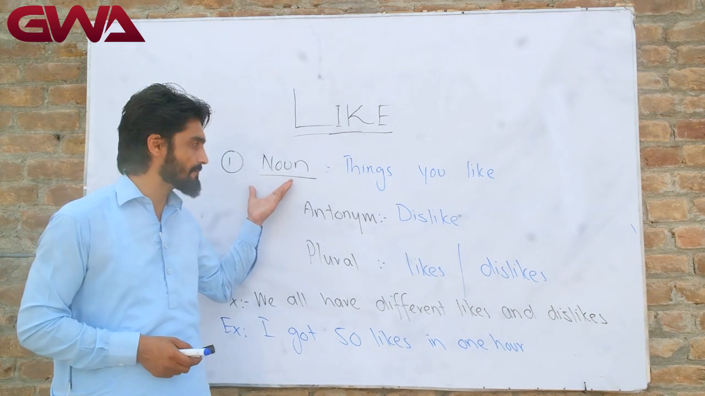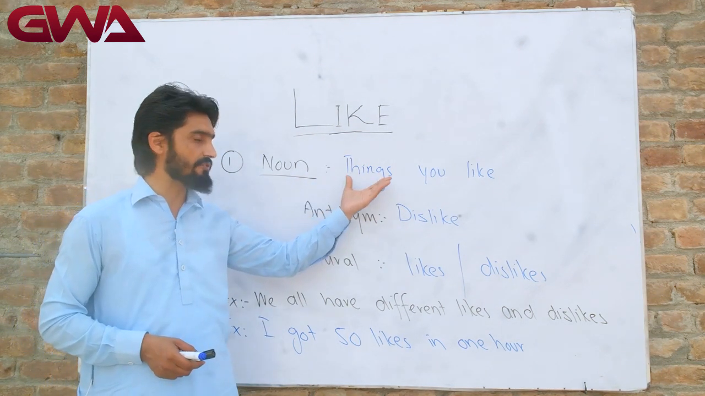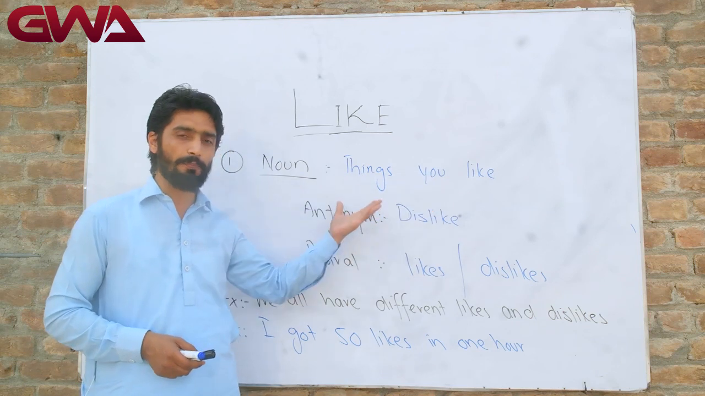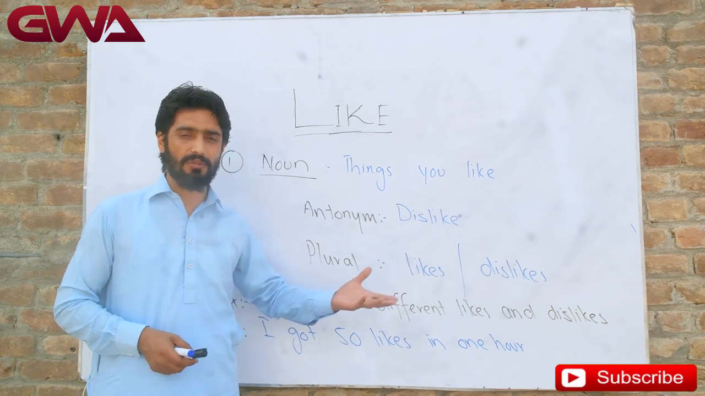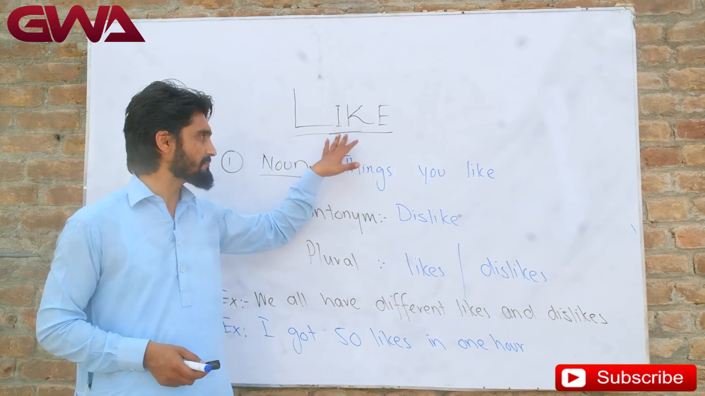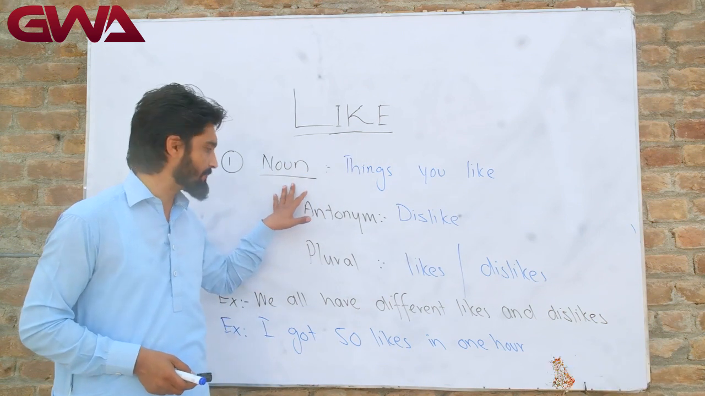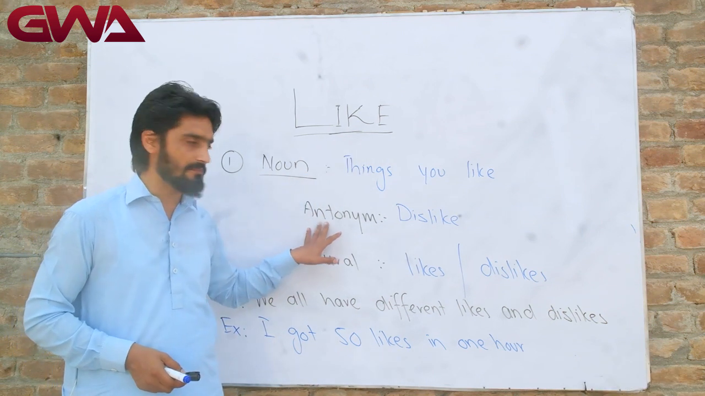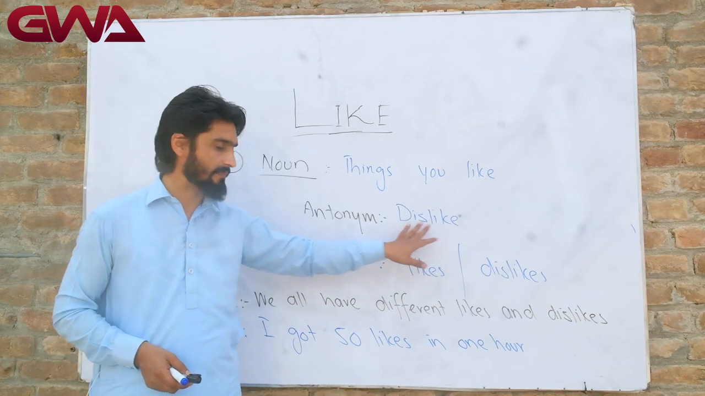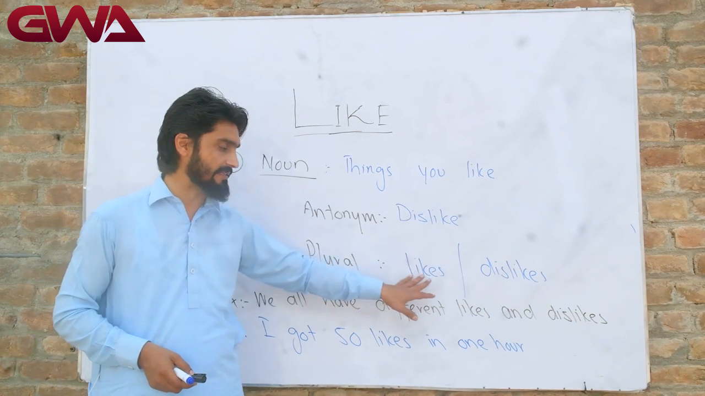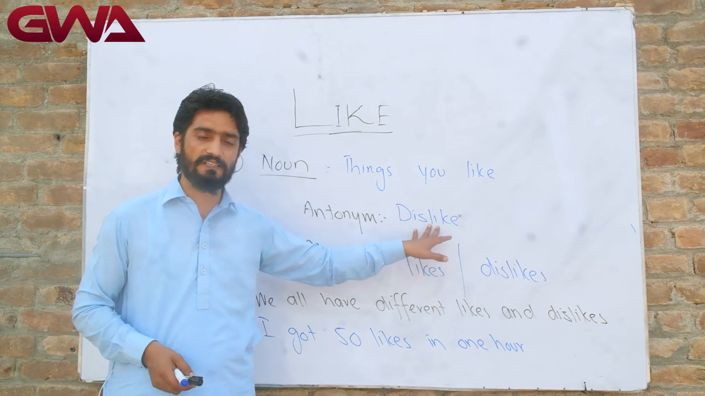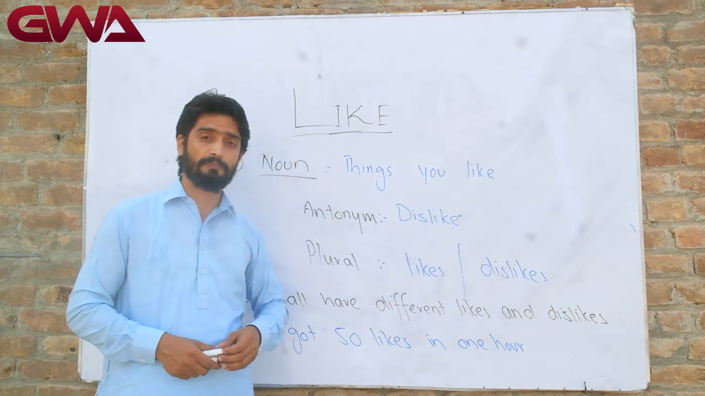As a noun. As a noun, like means things you like, people you like, places you like, anything that you like. We use like as a noun. Its antonym is dislike, and its plural form is likes, and the plural form of dislike is dislikes.